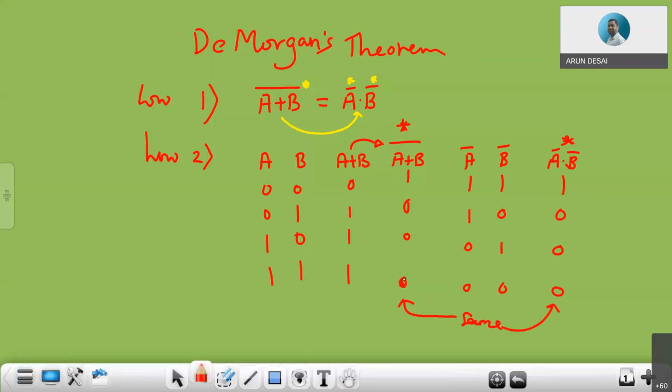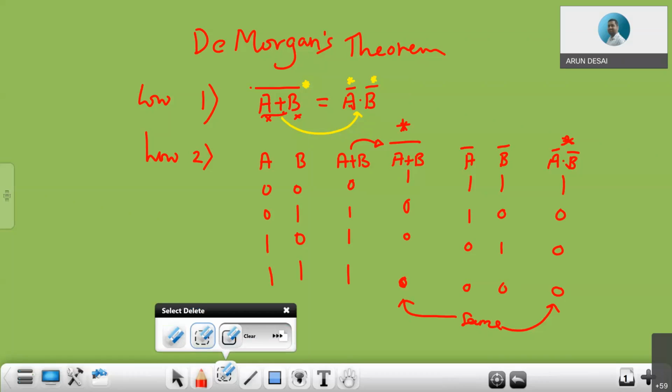Okay. Those who don't understand, things are there on the board. Just check. So this is how you give the proof for De Morgan's law, right? What the law states is that the complement of the sum of variables is equal to the product of their individual complements, right? So you can extend this up to any number of variables.